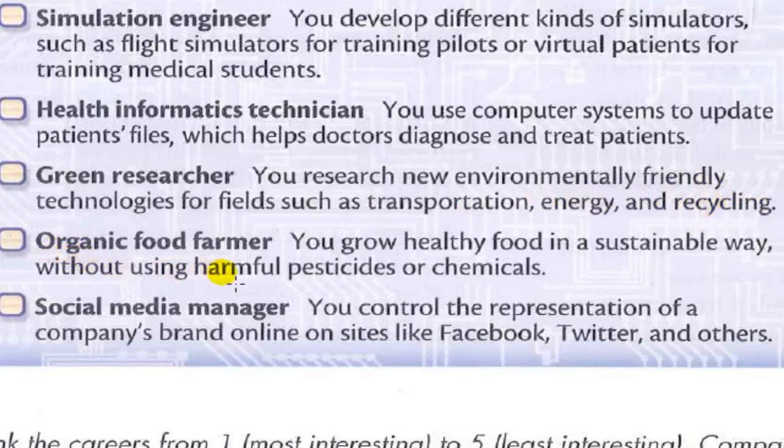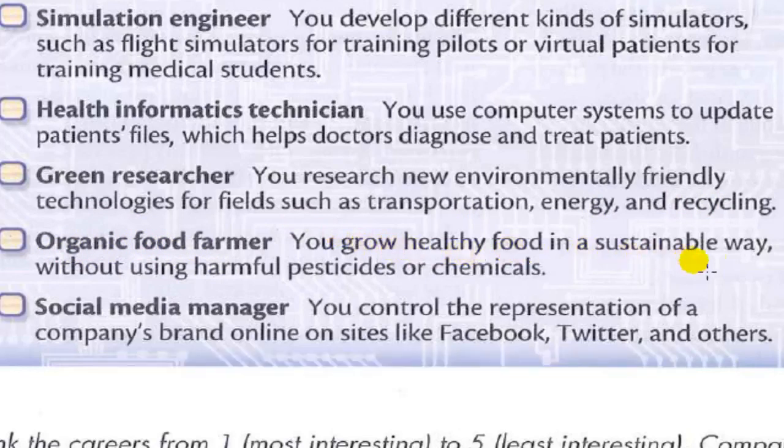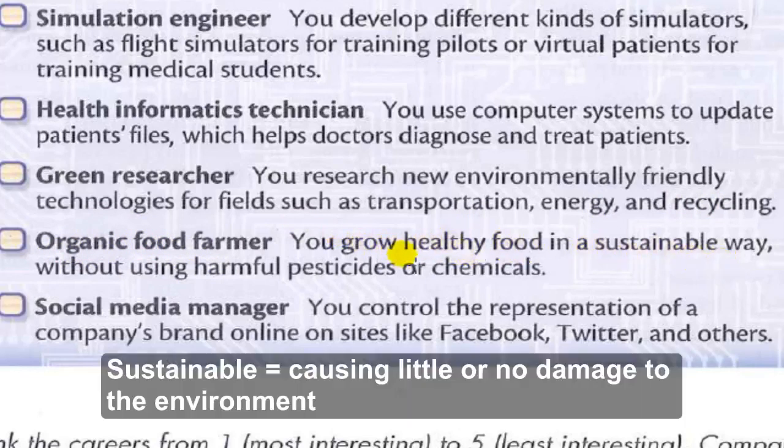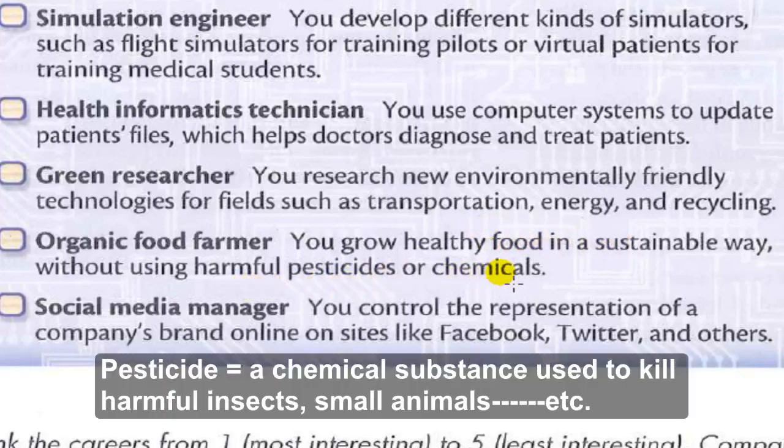Organic food farmer. You know, organic food without chemicals, food without pesticides. So you grow healthy food in a sustainable way. This food is healthy. It doesn't harm the environment, without using harmful pesticides or chemicals.